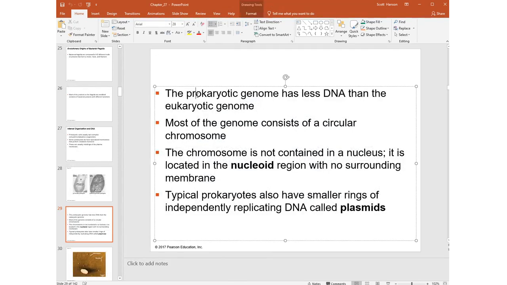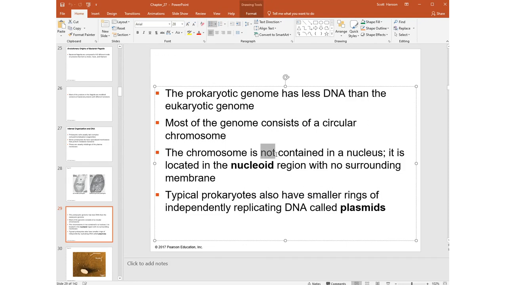So the prokaryote genome has less DNA than the eukaryotic genome on average. Most of the genome in these prokaryotes consists of just one circular chromosome. So it's a loop, in other words. Whereas eukaryotic chromosomes are one long linear molecule, kind of like a string of spaghetti, the genome of a prokaryote is a circular chromosome, a loop, and you'll see that in diagrams and pictures later on.